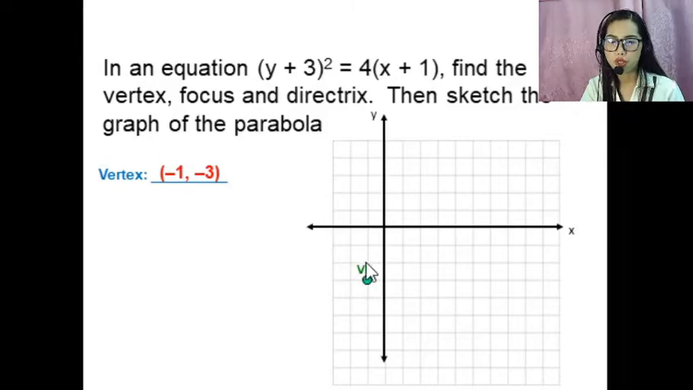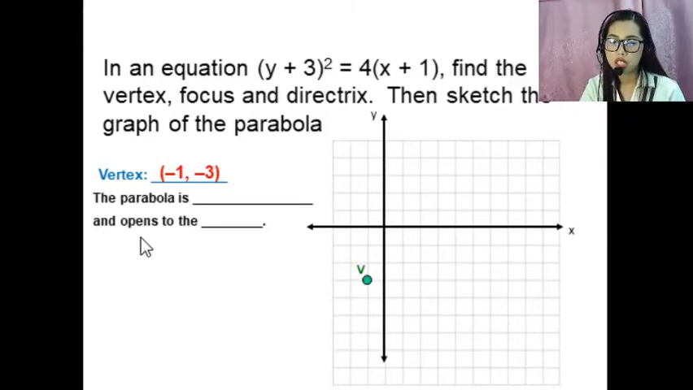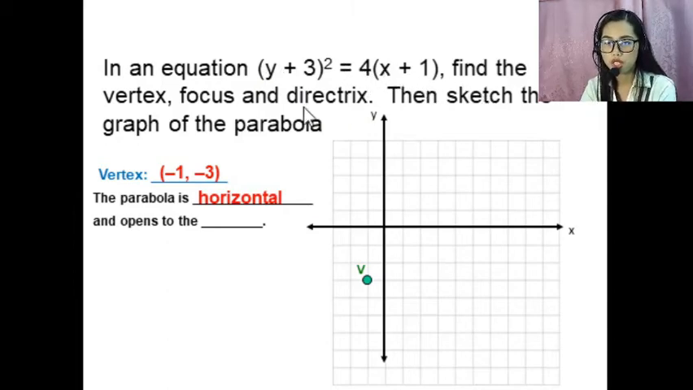So there you have your vertex. The parabola, does it open? The parabola is horizontal. Why do you think it's horizontal? Because you have y squared, no? So you have to observe the equation here. If this is x plus 3 squared equals 4 times y plus 1, then the parabola is vertical. But since this is y, the parabola is indeed horizontal.